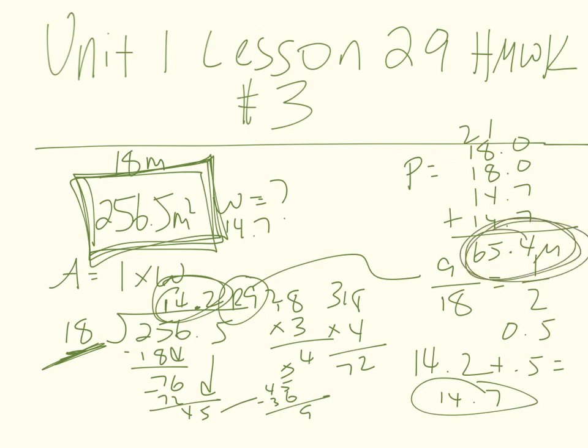So that's how you do that 2-step problem of finding the width by long division and then adding up all the sides to find the perimeter. And this is number 3 on their homework that they can add to their book as they follow along with the video.